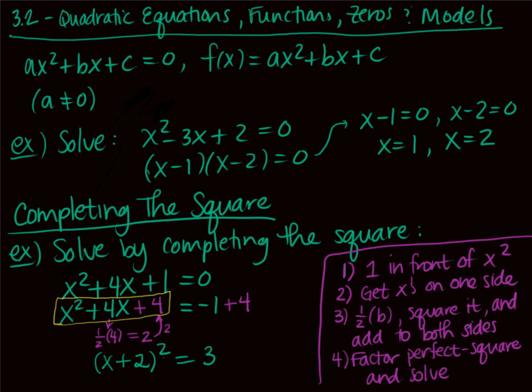Now, what are we going to do? We're going to square root both sides, making sure we bring in the plus or minus. So I get plus or minus the square root of 3, which we just leave as the square root of 3, which is fine. And then the last step is to subtract that 2. So my answers are x equals negative 2 plus root 3, and x equals negative 2 minus root 3.